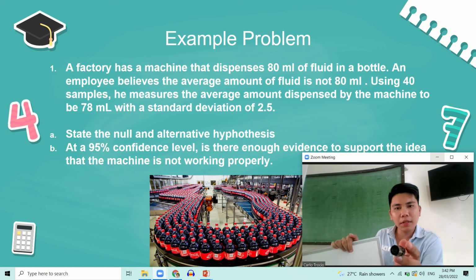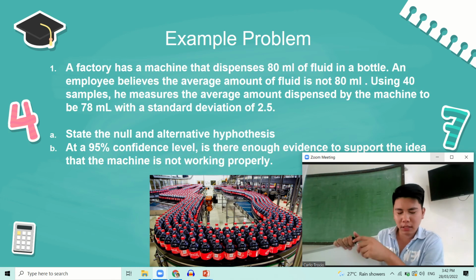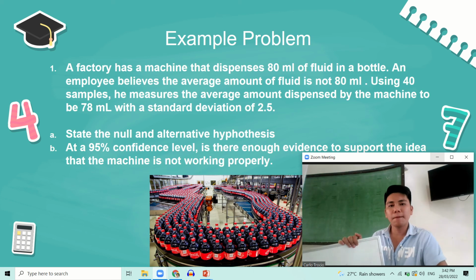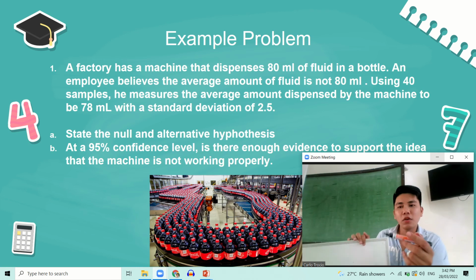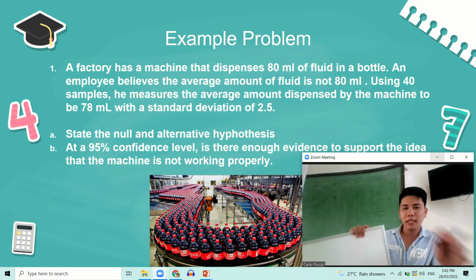Okay, try to remember this one. This could be the null hypothesis: 80 ml of fluid in a bottle. An employee believes the average amount of fluid is not 80 ml. Using 40 samples, he measures the average amount dispensed by the machine to be 78 ml with a standard deviation of 2.5. Okay, so state the null and alternative hypothesis.